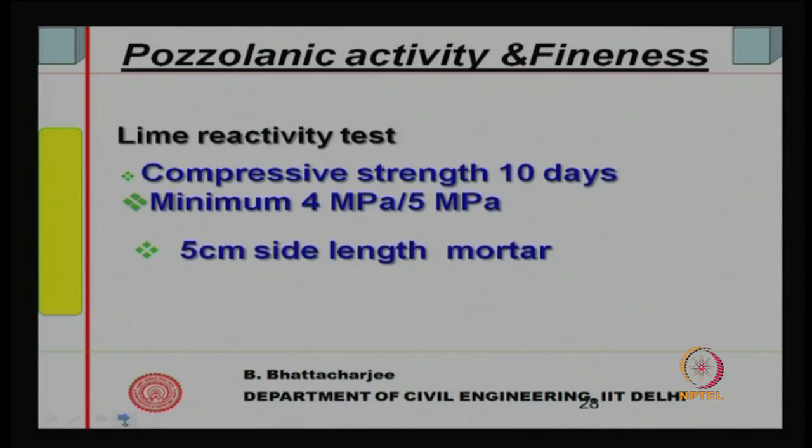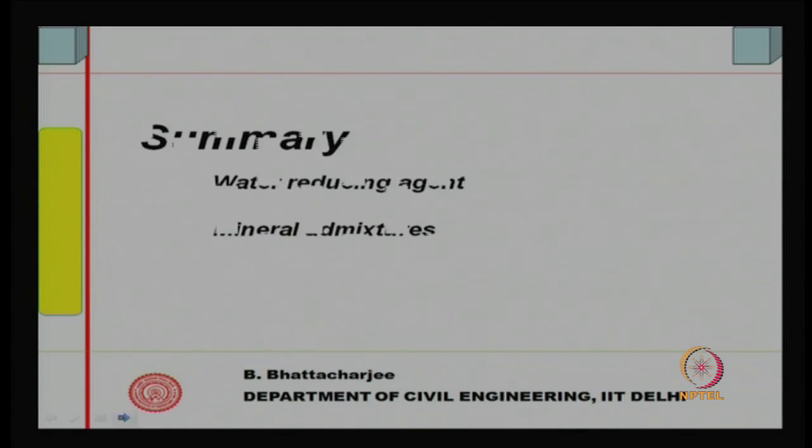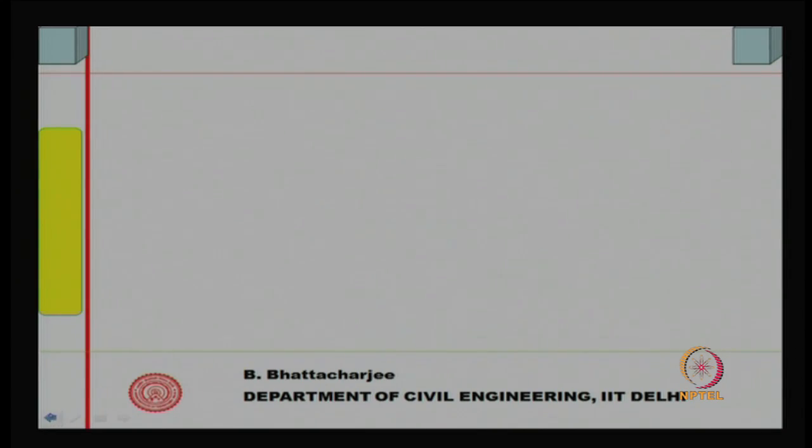Minimum is 4 to 5 MPa, 5 centimeter side mortar, that is what we have seen, and Blaine's fineness is the other important aspect. So, therefore, what have we seen so far?